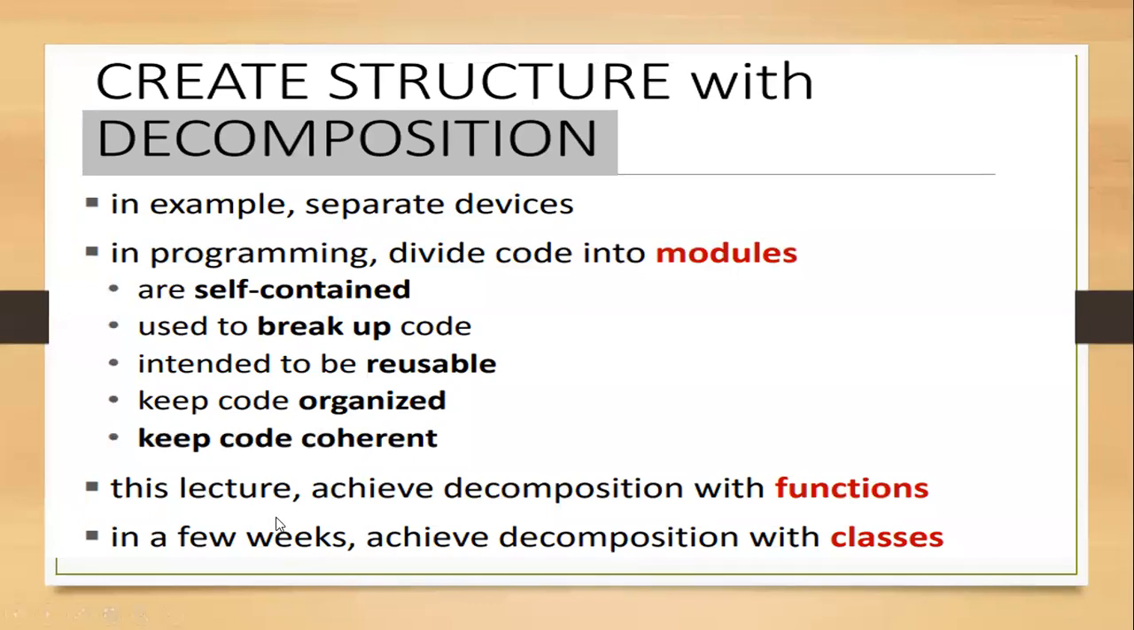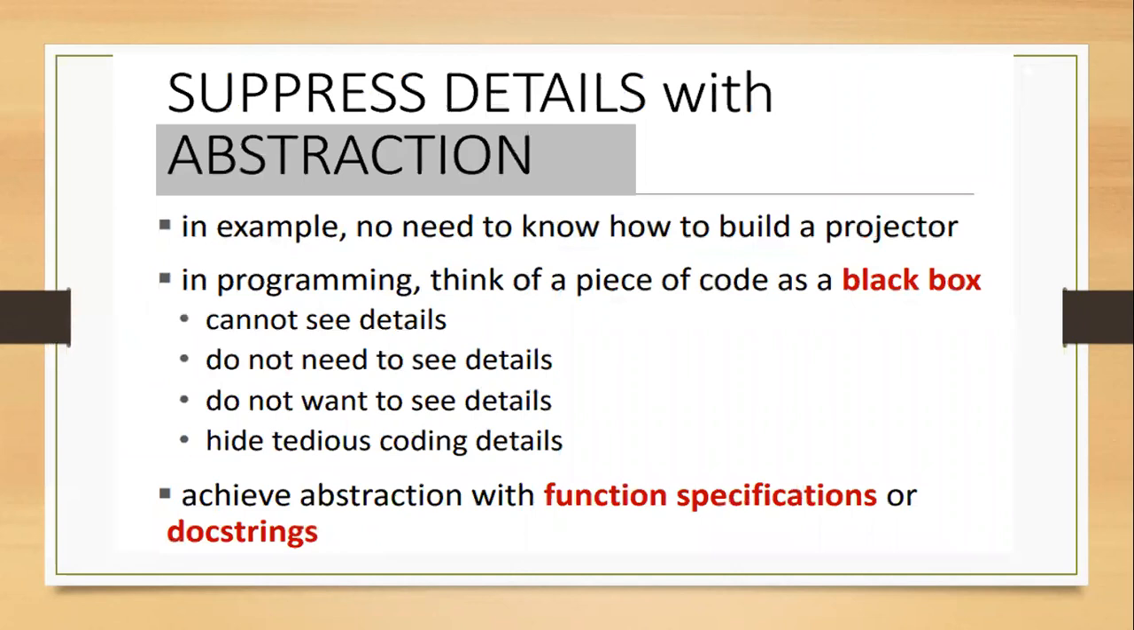In this lecture, we are going to achieve decomposition with functions. But later on, we will be achieving decomposition with what we call classes, because Python is an object-oriented programming language, and therefore it will be using classes. So we will see how we achieve decomposition with functions, and then we will also see how we achieve decomposition with classes later on when we start introducing classes. So abstraction, we have said, is to suppress the details.